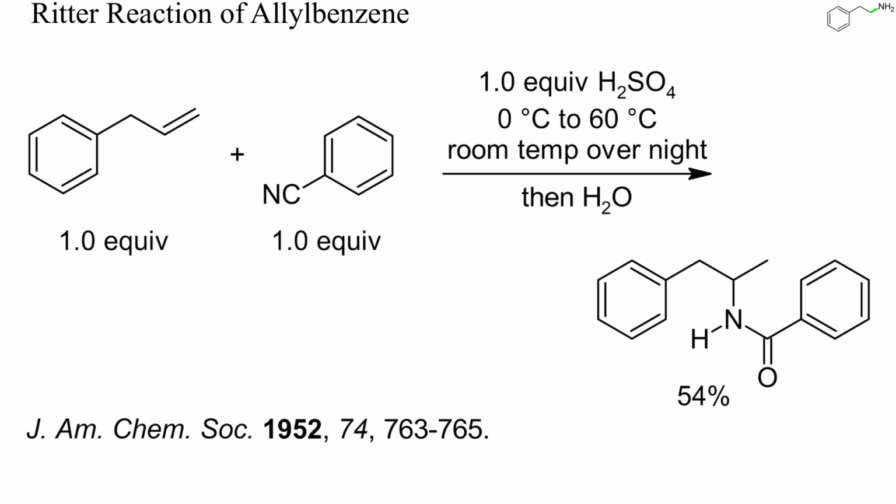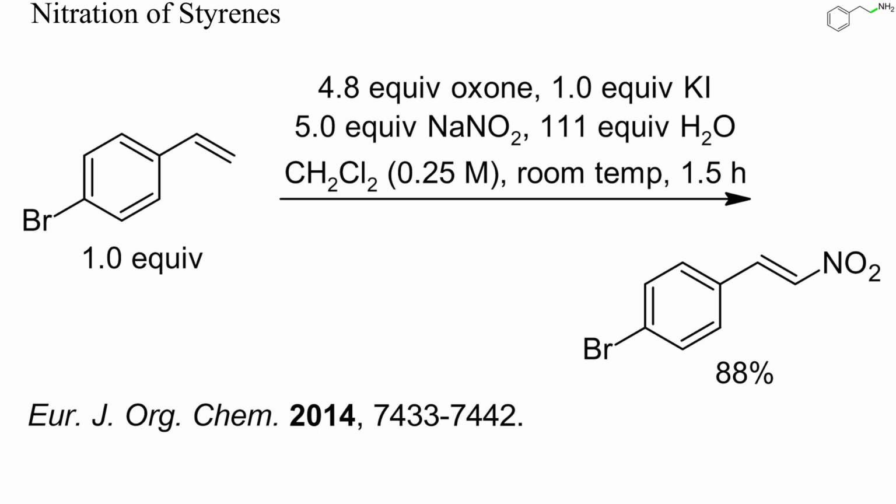Acids will convert most styrenes into benzylic carbocations, but allyl arenes can form phenethyl cations. With nitriles, these may undergo a Ritter reaction and yield amides, as shown here. Styrenes can also be nitrated at the vinyl group, but condensation of benzaldehydes with nitroalkanes, as discussed in part 1 of this playlist, is usually a more practical approach to nitrostyrenes.